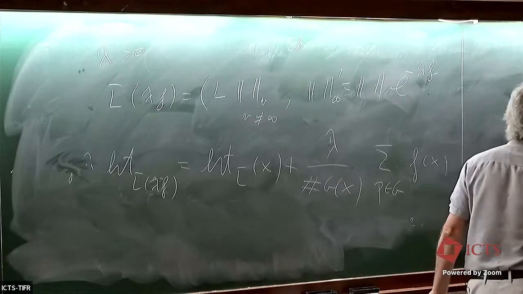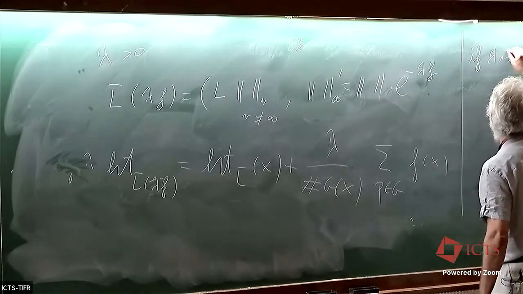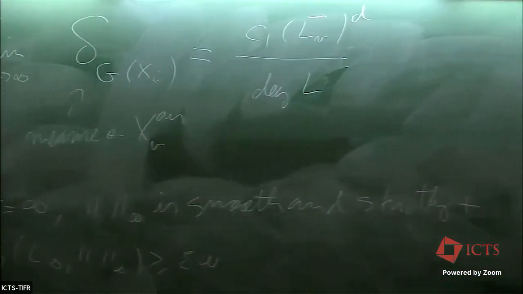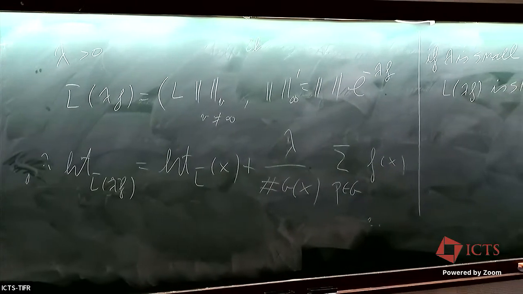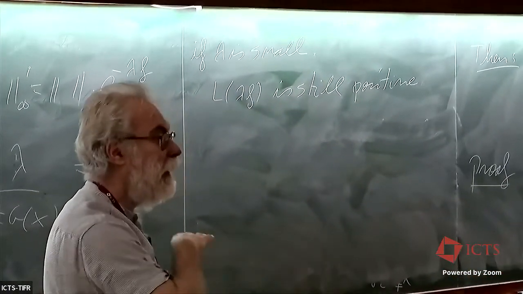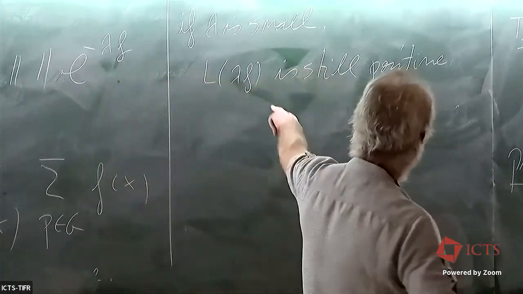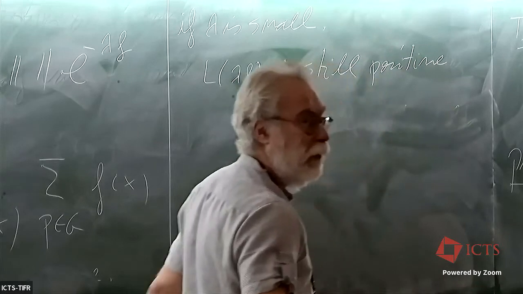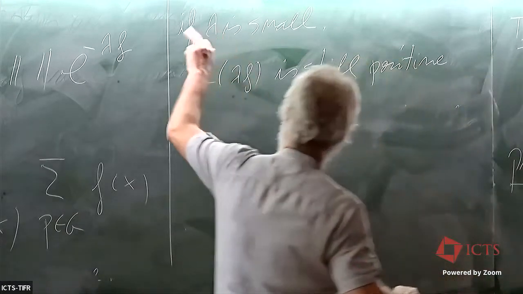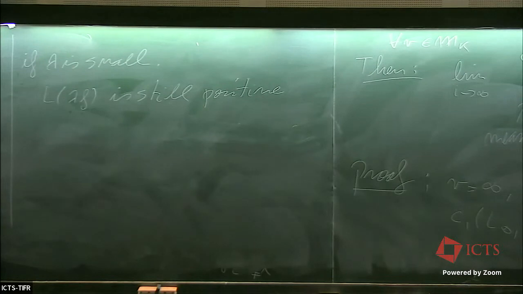Now, the second point to observe is that if lambda is small, and I am assuming that the metric at infinity is strictly positive, this means that this L lambda F is still positive for lambda small. Here I am using that the original one is strictly positive, because if it were only semi-positive, in the places where the curvature is flat, it might happen that lambda F for very small lambda will make things of negative curvature. But if I know that my original metric is strictly positive, I know that for small lambdas, this will still be positive. Since this will still be positive, I will be able to apply all the machinery we have seen for positive things.